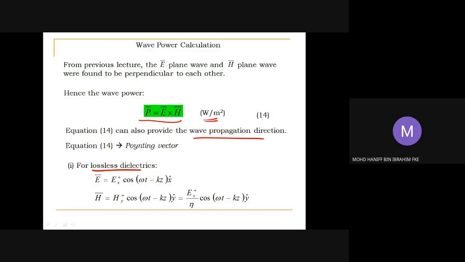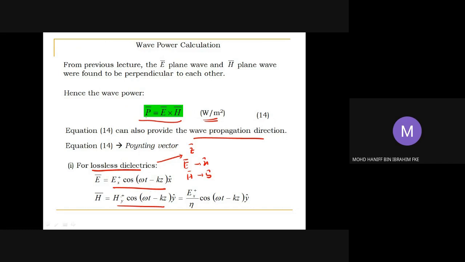These are the equations for the E field and the H field, in which we consider, for this particular case, that the wave is propagated along Z direction, the E field is polarized along X direction, and the H field is polarized along Y direction. This is the concept that we use here. The E field is written like this, while the H field is written like this. I think we have understood this earlier.